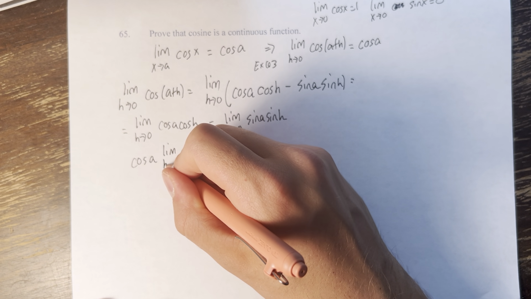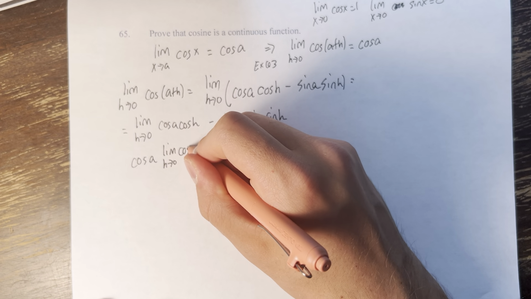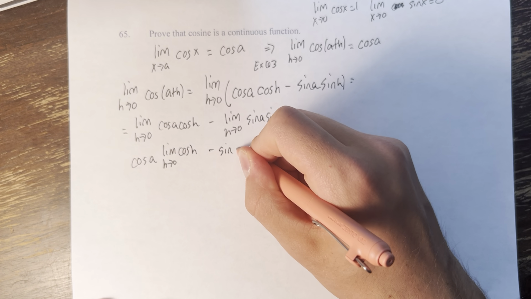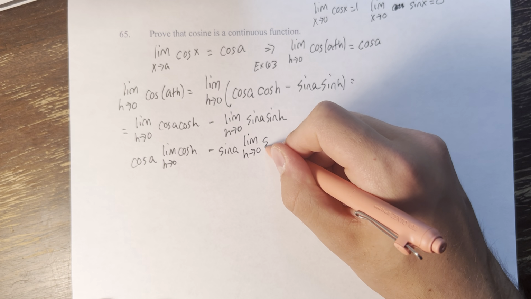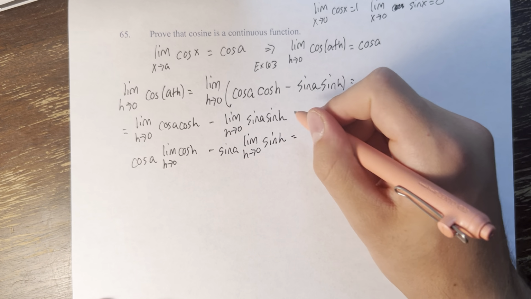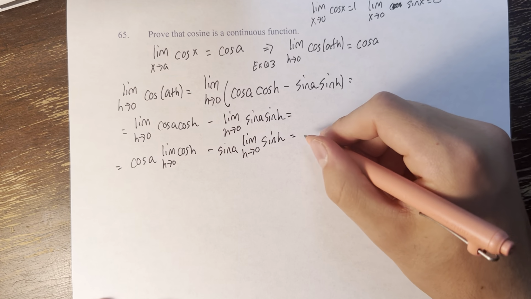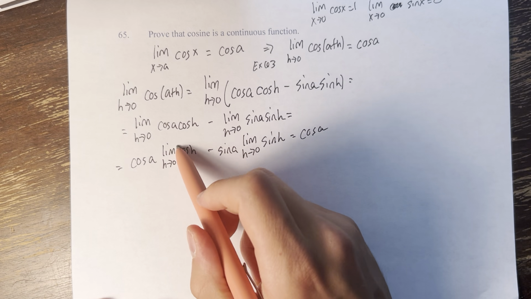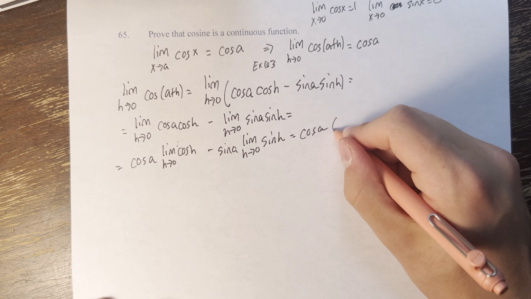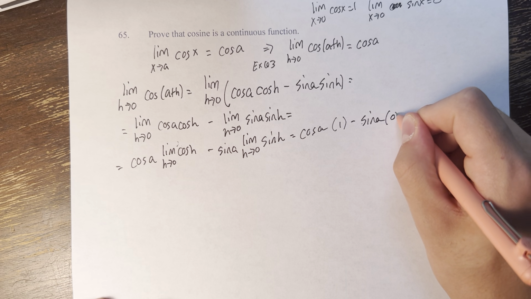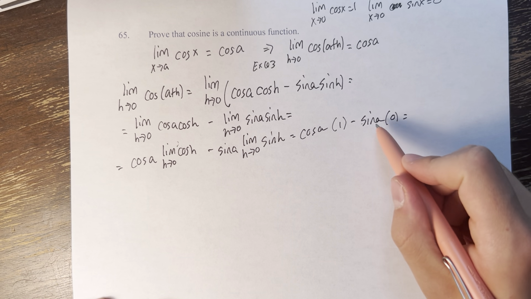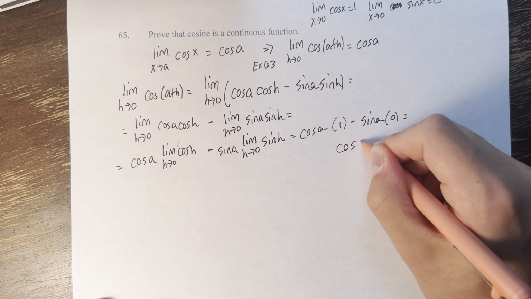So this is cosine of a times the limit as h approaches 0 of cosine of h minus sine of a, we can pull that out too, times the limit as h approaches 0 of sine of h. So this is equal to cosine of a times this limit we found is equal to 1 minus sine of a times this limit is equal to 0. So this is cosine of a times 1 minus sine of a times 0 is equal to cosine of a.